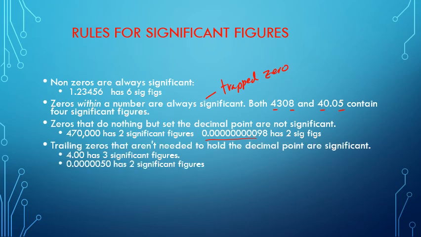The trailing zeros, this is what I was kind of referencing a second ago. Trailing zeros that aren't needed to hold the decimal place are significant. So when I see 4.00, those extra zeros are helping to show the accuracy of our measuring device. So these zeros would be significant. So there has to be a 0 that's occurring after a number and after the decimal place in order for it to be significant. So the first example has 3.